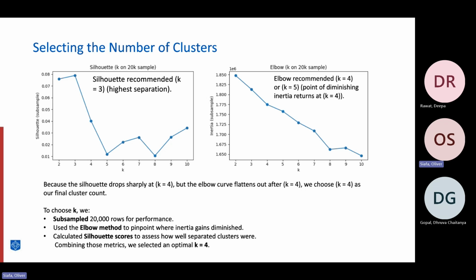Considering both of these measures, we made a strategic decision. While the silhouette score drops sharply after K equal 4, as you can see right here, the elbow curve undeniably flattens around K equal 4. So we decided to choose K equal 4 as our final clusters.